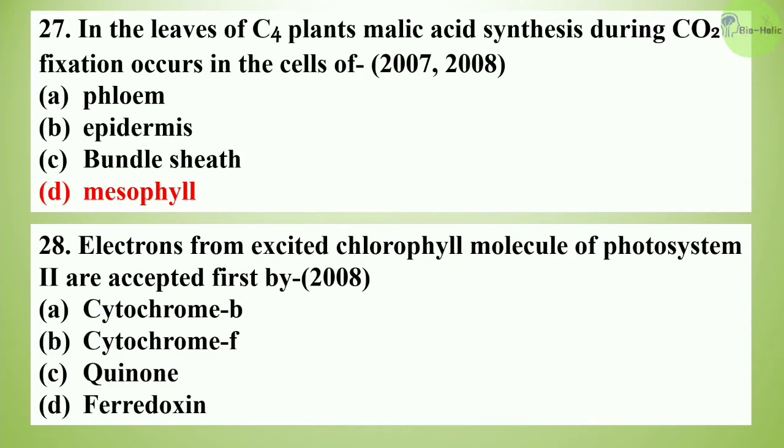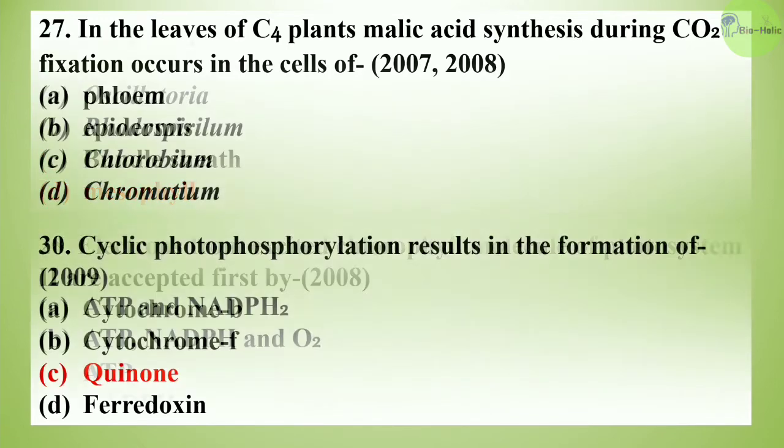Electrons from excited chlorophyll molecules of photosystem 2 are accepted first by cytochrome b, cytochrome f, quinone, or ferredoxin. We already discussed this question before. The answer will be option C, quinone.